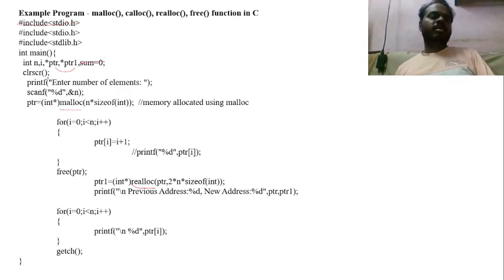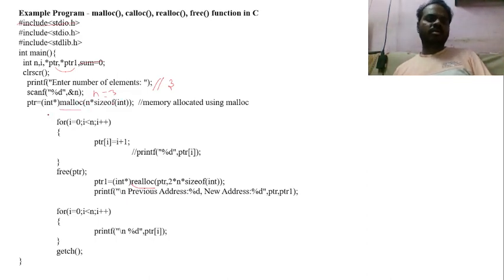And the next line is printf: enter the number of elements. For example, if I am declaring my number of elements as 3, what is the value of n here? n is equal to 3. Why? Because we are using scanf, percentage d, which is integer type, comma, ampersand n. If your element is 3 and your n is equal to 3, see this line: ptr is equal to integer star of malloc n into size of integer.